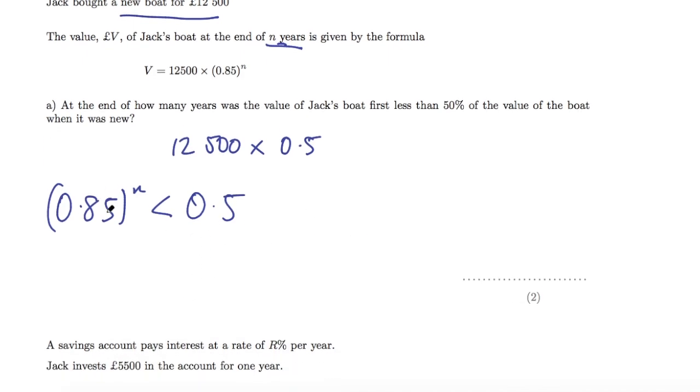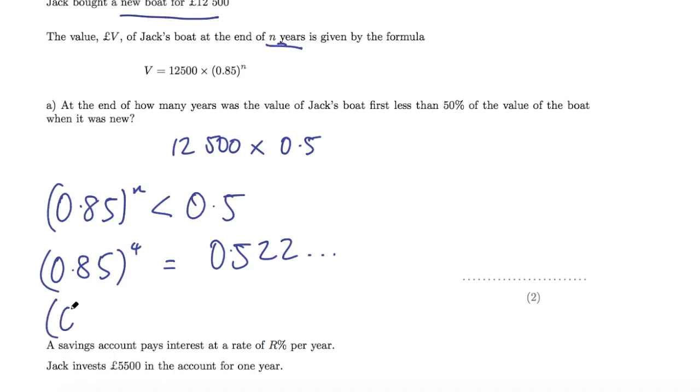And then we can use trial and error. So take a guess at what it could be. So we could say that 0.85 to the power of 4, you could work that out and see what you get. And if you do that calculation, you get 0.522, etc. And that's just above 0.5. So what we want is to go down a bit further.